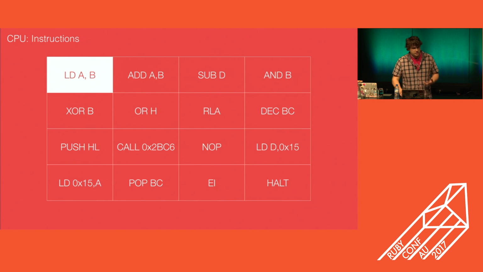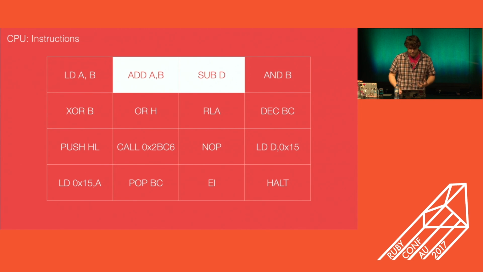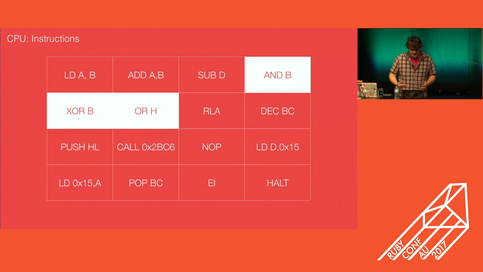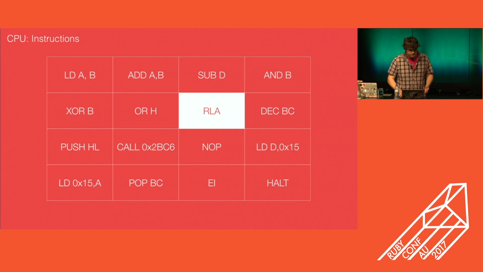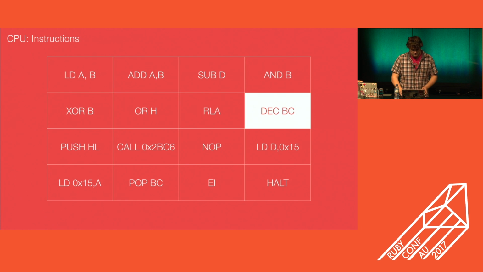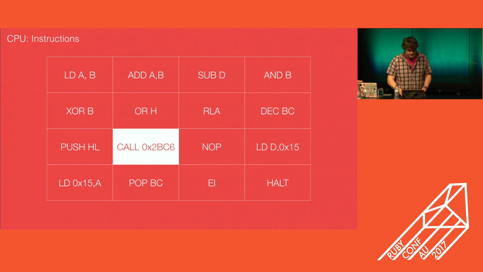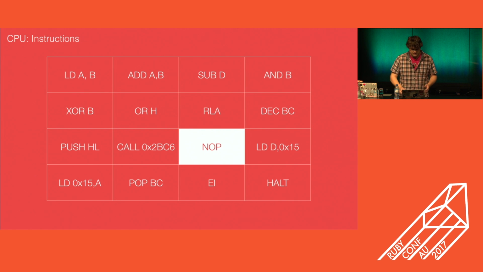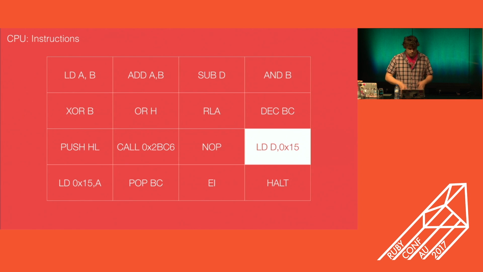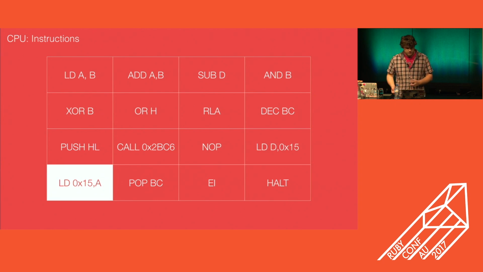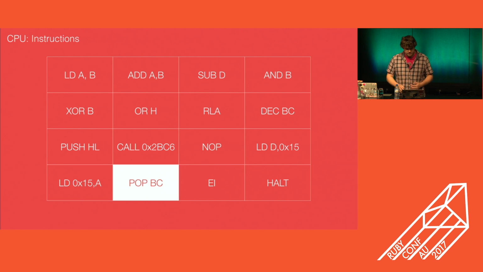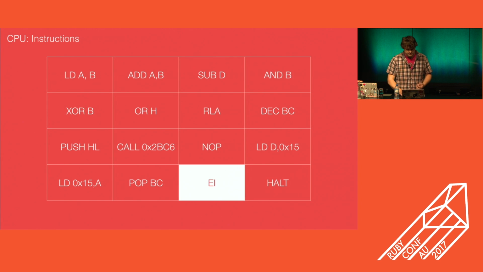You've got instructions like loading data in between registers, performing mathematical operations such as addition and subtraction, bitwise operations such as AND, XOR, and OR, rotating bits, decrementing and incrementing values in registers, pushing items on top of the stack, calling subroutines, no operations, so literally the CPU does nothing for that instruction, loading a piece of data from memory into a register, loading a value from a register into memory, taking an item off the top of the stack, enabling interrupts, and halting the CPU.